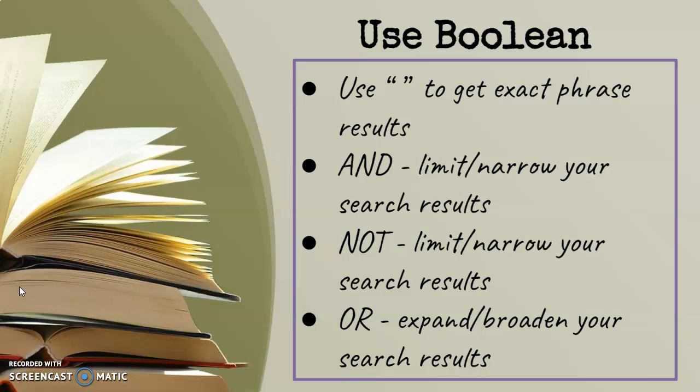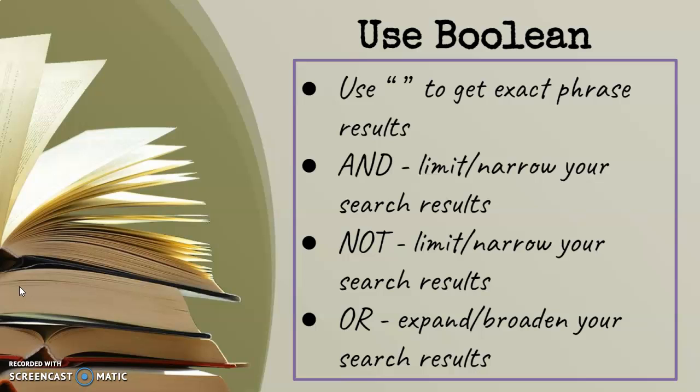If you don't use the quotation marks, you might just get things about wind. You might just get things about energy. So if you want the exact phrase to be found in a database article, use quotation marks. And will limit or narrow your search results. So if you want wind energy and Iowa, that will get you only articles about wind energy in Iowa. So you can use that to combine those search terms.